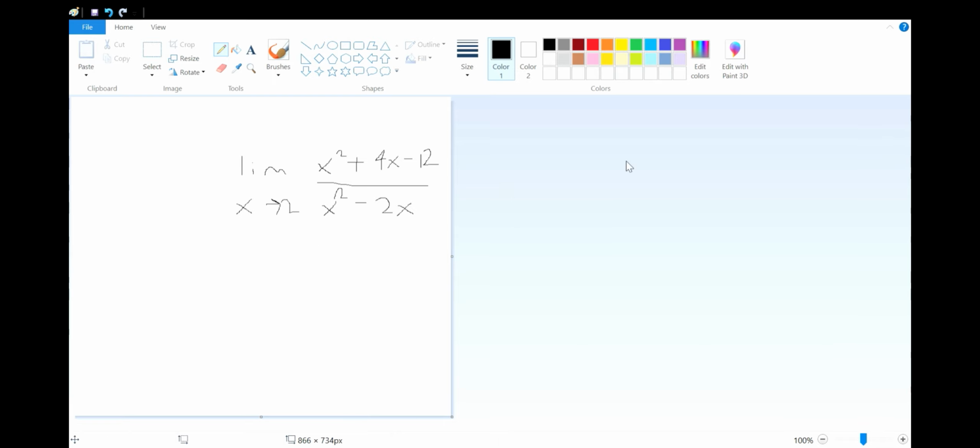we can notice that although if we try to plug and play using the original form, we'll give you 0 in the denominator. You can simplify the function using factoring, because the numerator and denominator have a common factor, the factor being x minus 2.